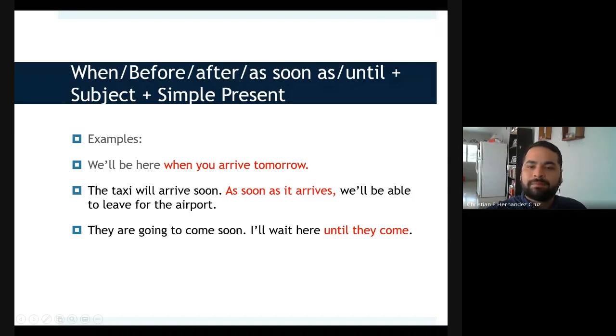They are going to come soon. I will wait here until they come. We have the be going to form, and then we use will wait here until they come, which is the time clause. Okay, so these sentences could work on their own without you specifying much more about when these things take place. But that is the point of the time clause. It tells you when things happen. So it's when you arrive, as soon as it arrives, and I'll be waiting until they come.